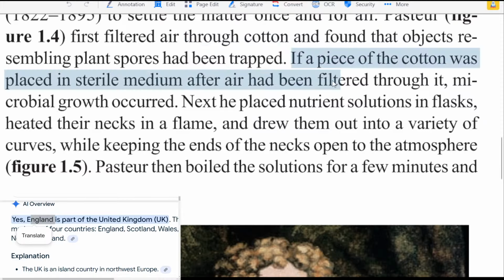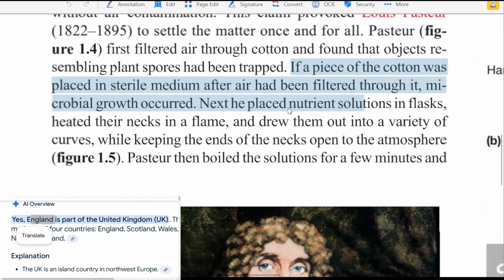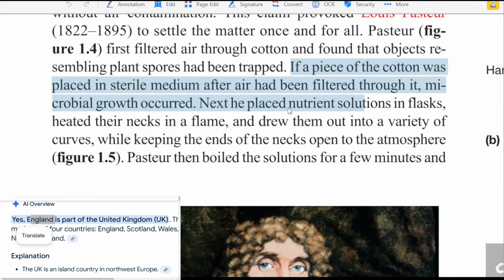If a piece of the cotton was placed in a sterile medium after the air had been filtered through it, microbial growth occurred. Okay, so they're saying that if the same piece of cotton which had the air filtered through it was used, microbial growth could occur. Like, yeah, something in the air was there to cause the growth.